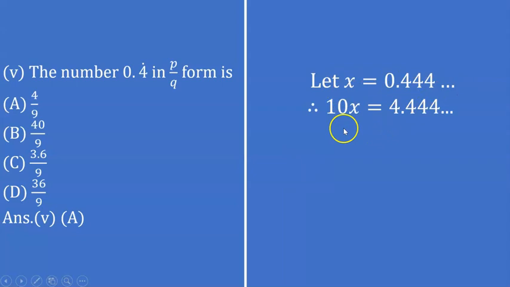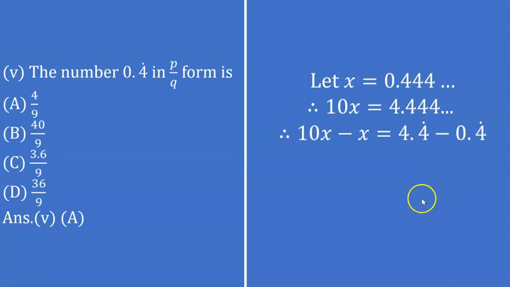Next, multiply on both sides by 10. Then you will get here 10x is equal to, take the decimal one place to the right, 4.444. Okay. Next, subtract x is equal to 0.444 from this equation. That is 10x minus x is equal to 4.444 minus 0.444, and hence their subtraction, you will get here 9x is equal to 4, and hence x is equal to 4 upon 9, and hence here option A is correct.